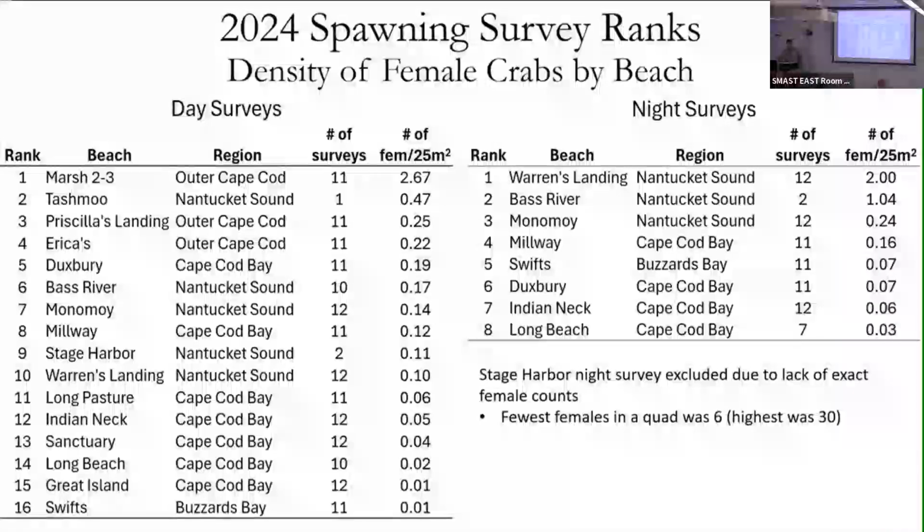And then Stage Harbor, where we didn't count the data, but the fewest female crabs they saw in a quad was 6. They had as many as 30. There were a few where they had 22 plus and didn't have exact numbers, so we couldn't really use that. But if they had had that data, it would have beat Warren's Landing. So one of the things we're really trying to do this year is get more people out on those beaches, especially Stage Harbor, to do more counts there, because that's where most of the fishery is now, both the bait and biomedical fishery. So it's an important spot to monitor.